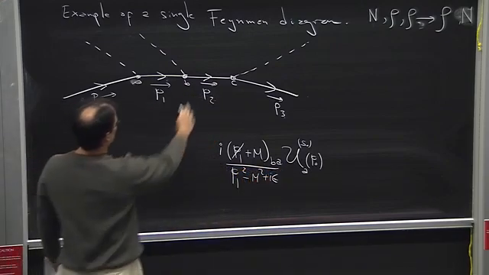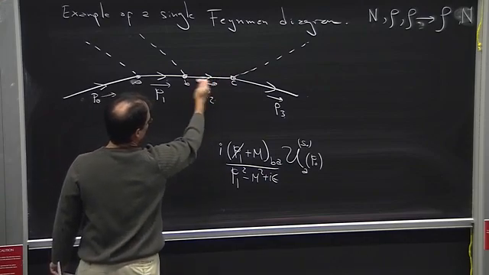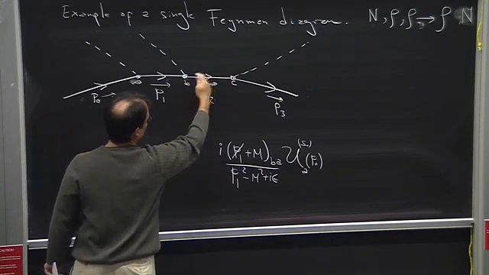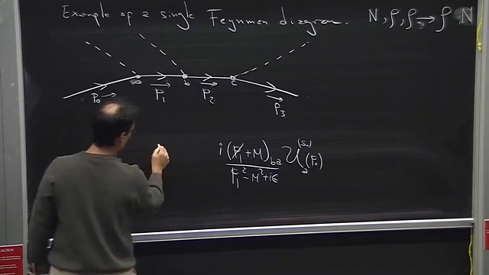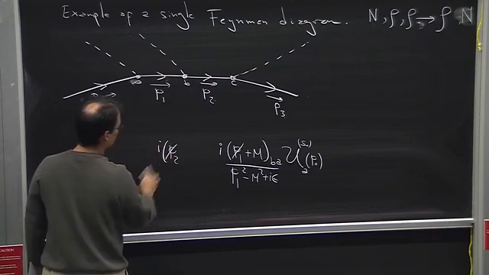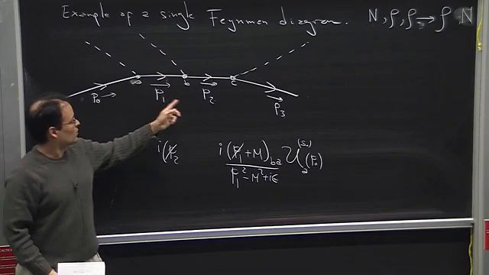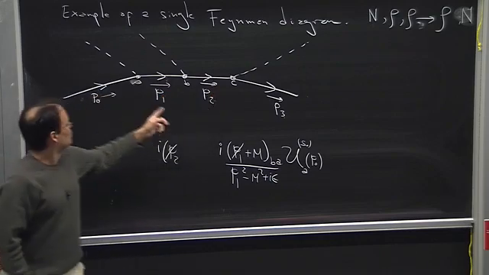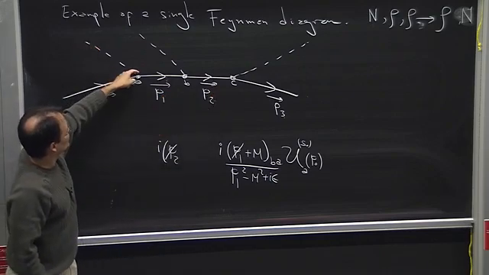Next, I'm supposed to put this propagator, and the index B is contracted with this guy. So I get I P2. Note that I'm not bothering about writing P2 and P1 as the momentum of this guy plus the momentum of this guy.